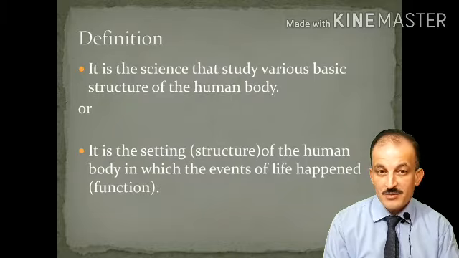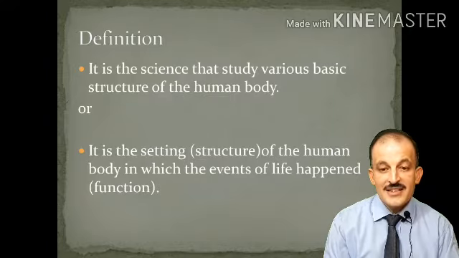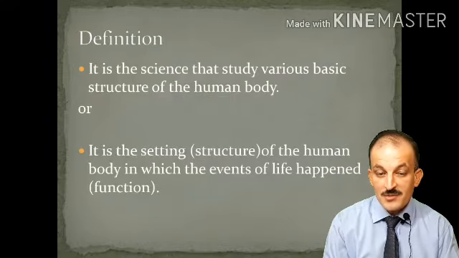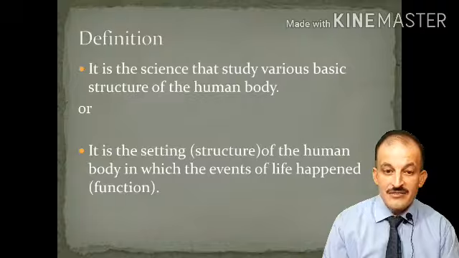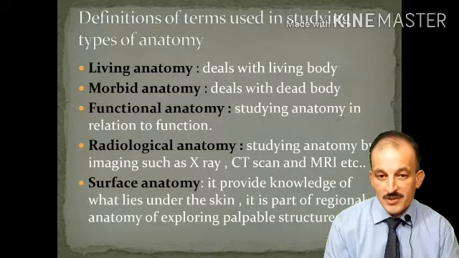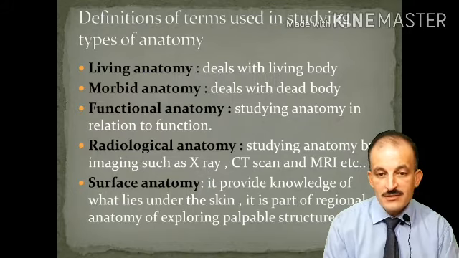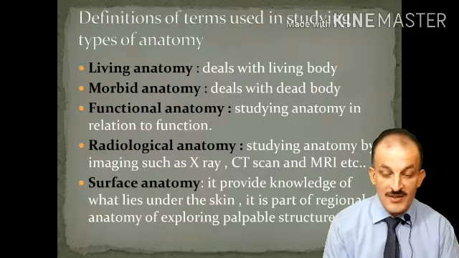Another definition, which is an updated version of the old one: human anatomy is the setting of the human body in which the events of life happen, which means function. Types of anatomy: a few words of explanation about the types or terms that are used.